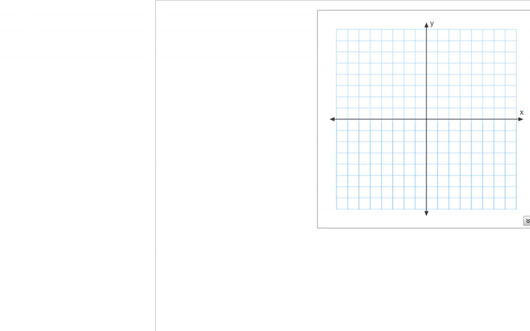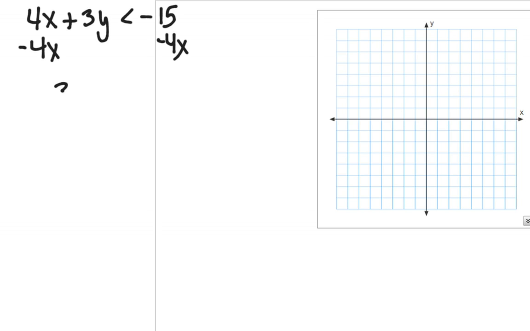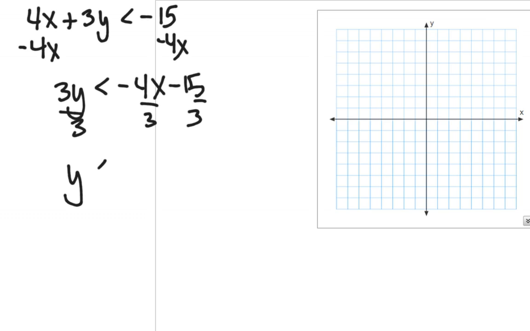The last inequality we'll do is 4x plus 3y is less than negative 15. Again, not solved for y, so I'm going to subtract 4x from each side. That gives me 3y is less than negative 4x minus 15. And we're going to divide each side by 3. And that gives me y is less than negative 4/3 x minus 5.